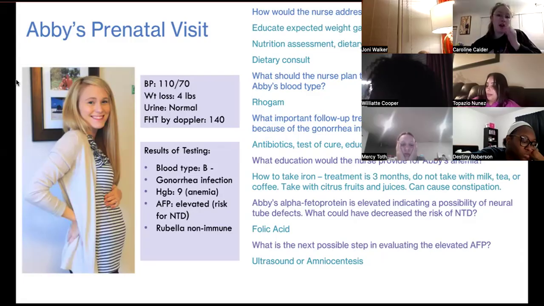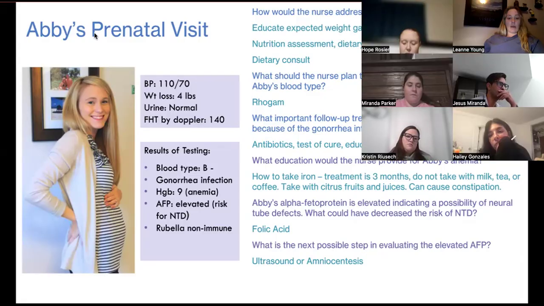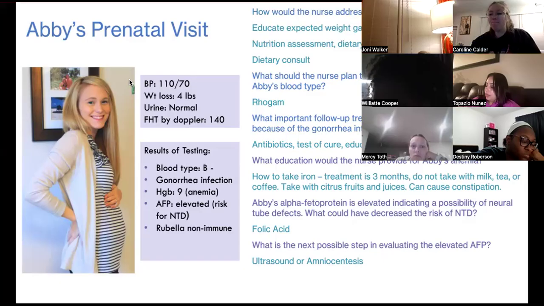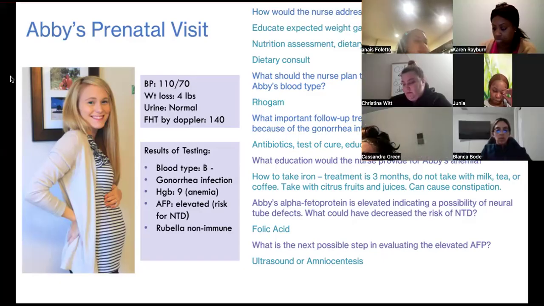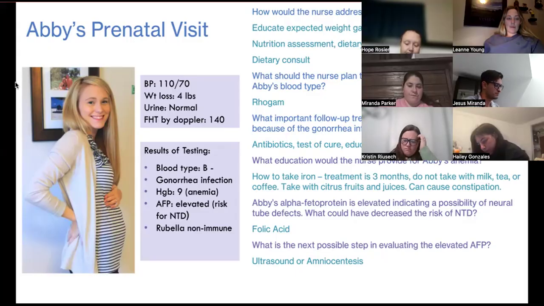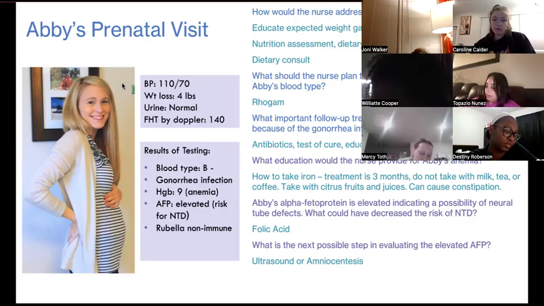Amniocentesis is another way that we can diagnose a neural tube defect. What are some things that we need to take into consideration about an amniocentesis? Do you guys remember some stuff? When can we do an amniocentesis? 15 weeks. Yes, 15 weeks of gestation.